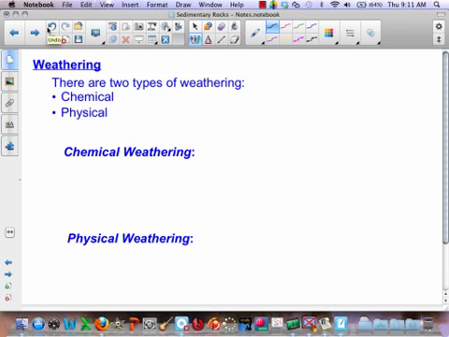So we already talked about this, right? Two types of weathering. There's chemical and physical. A chemical weathering is where there's an actual chemical reaction taking place.